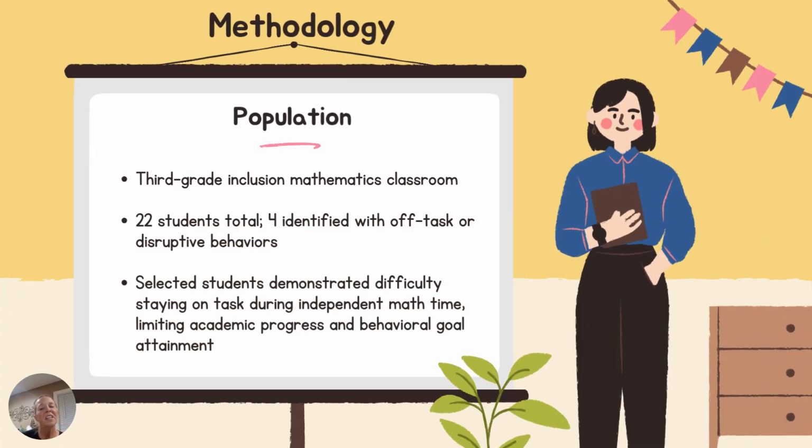So the population that was within my study was a third grade inclusion mathematics classroom. It had a total of 22 students, and I observed 4 of them that are special needs students that I identified with off-task or disruptive behaviors. And those 4 students that I selected demonstrated difficulty staying on task during independent math time, which limited their academic progress and attaining their behavior goals.